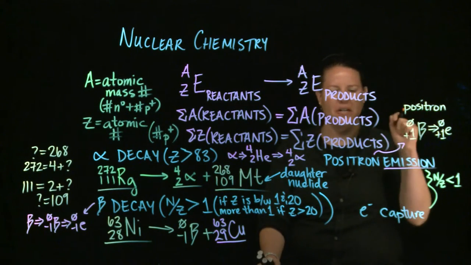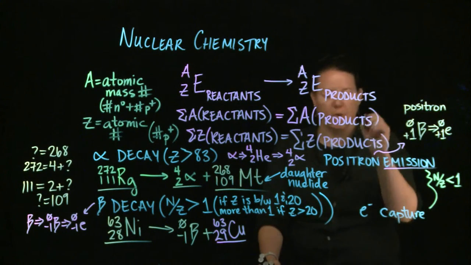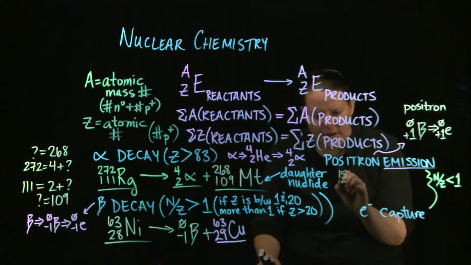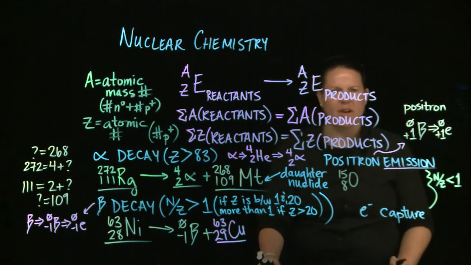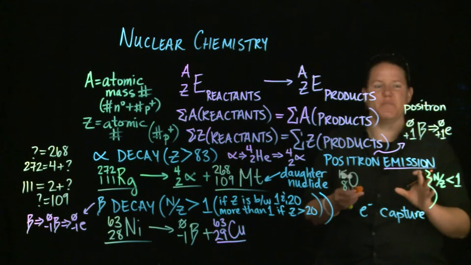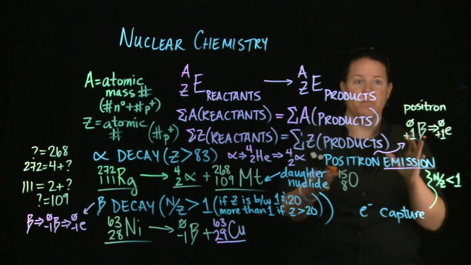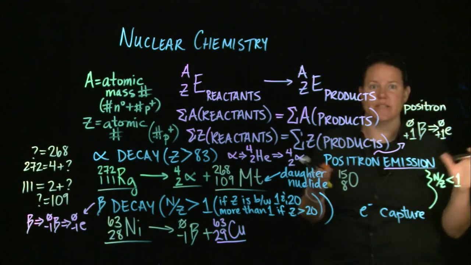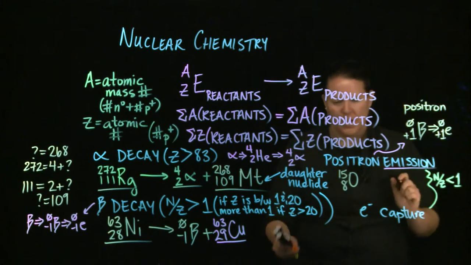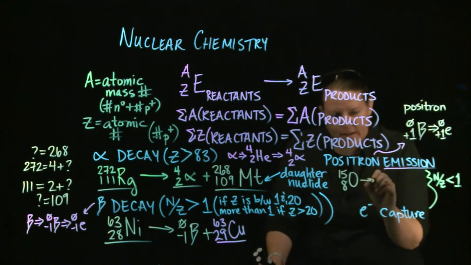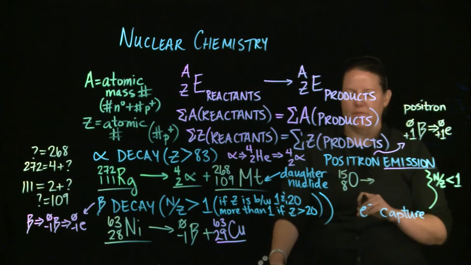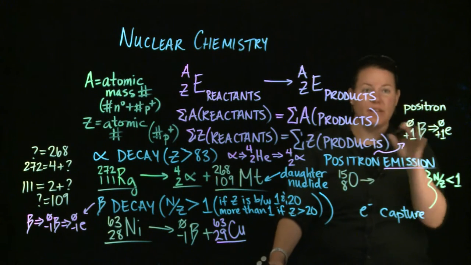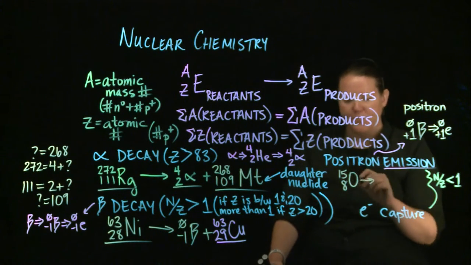All right, awesome. So what are we going to use for positron emission? We're going to use one of the best isotopes for positron emission because it's used in positron emission tomography, which is otherwise known as PET scans. Fun. All right, so in terms of this, we're gonna have 15/8, that's oxygen 15. It's an isotope of oxygen.